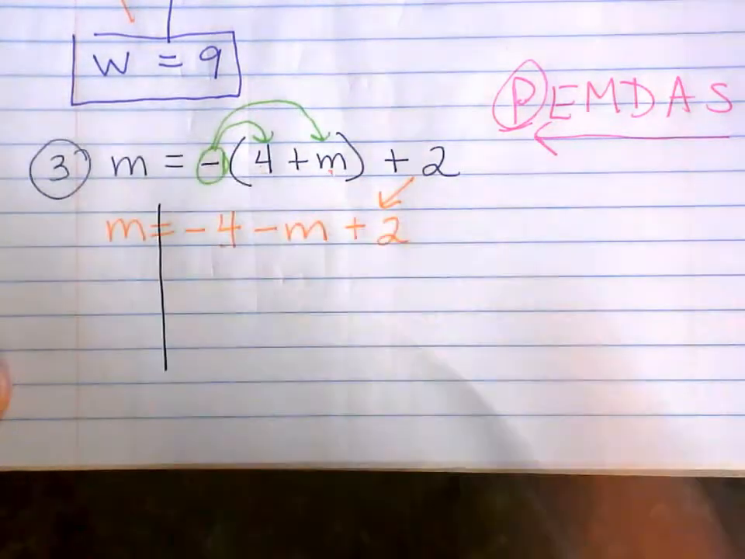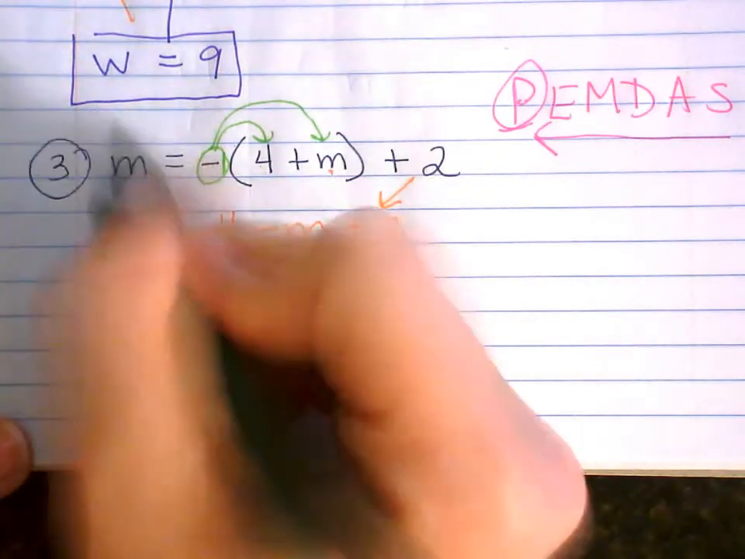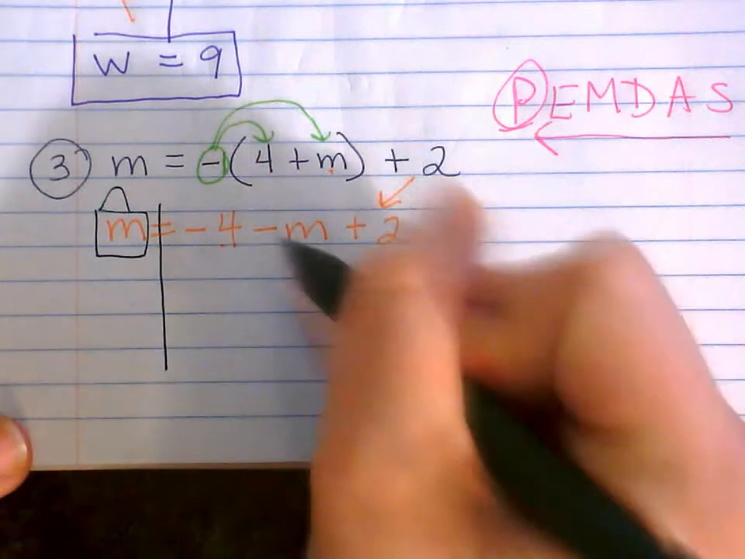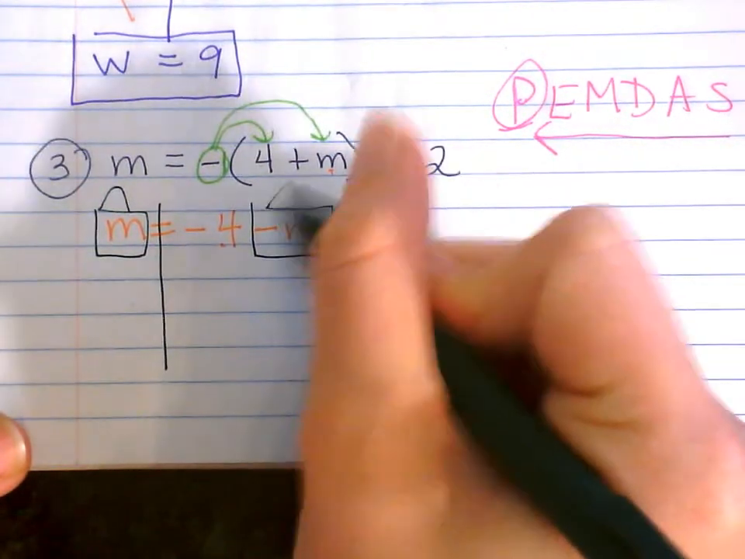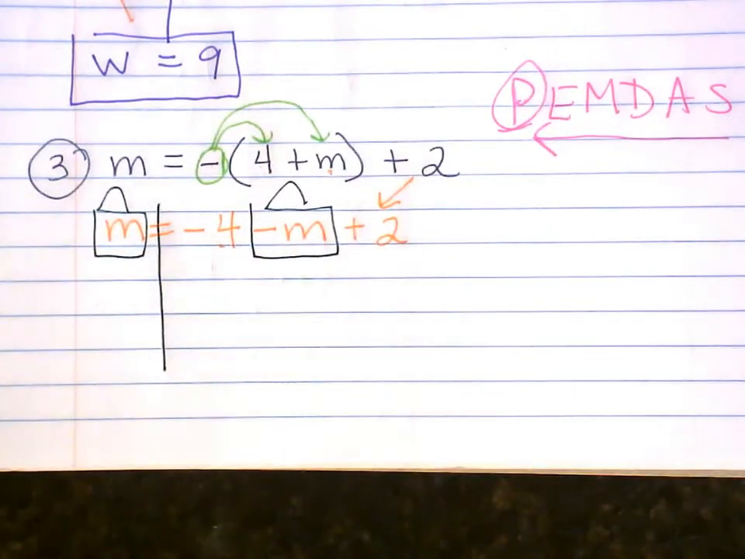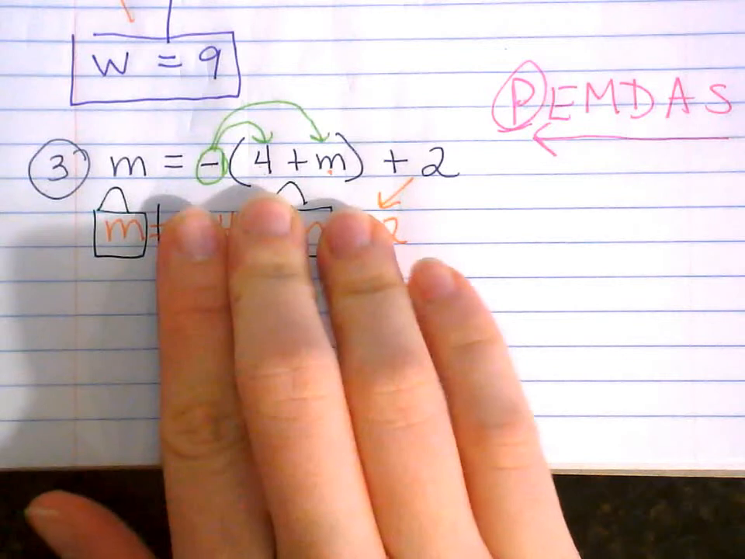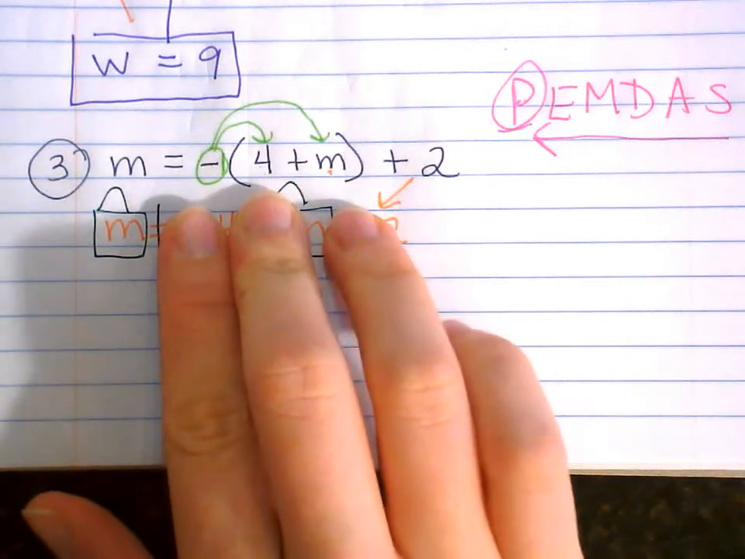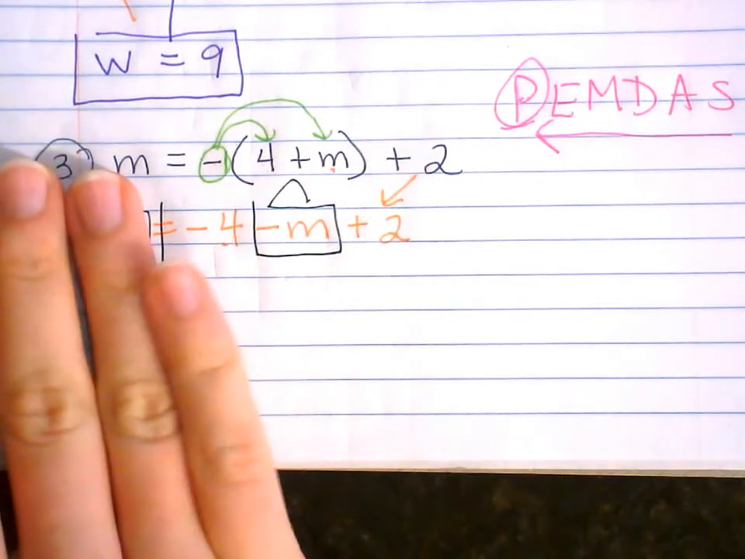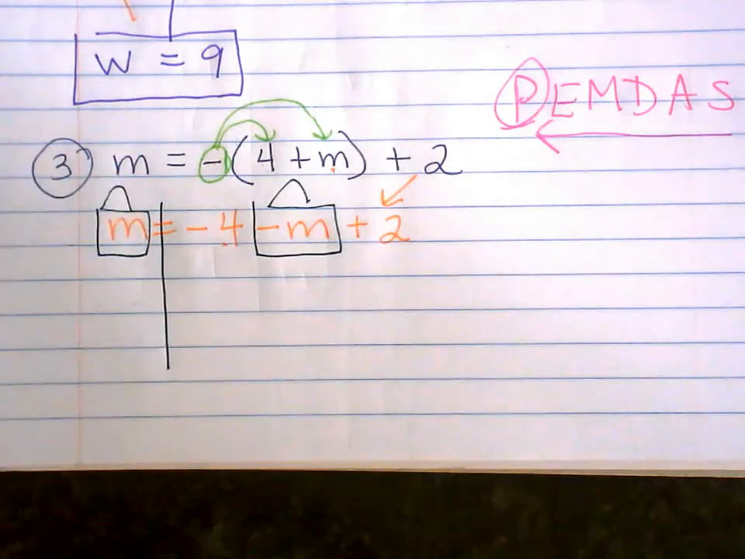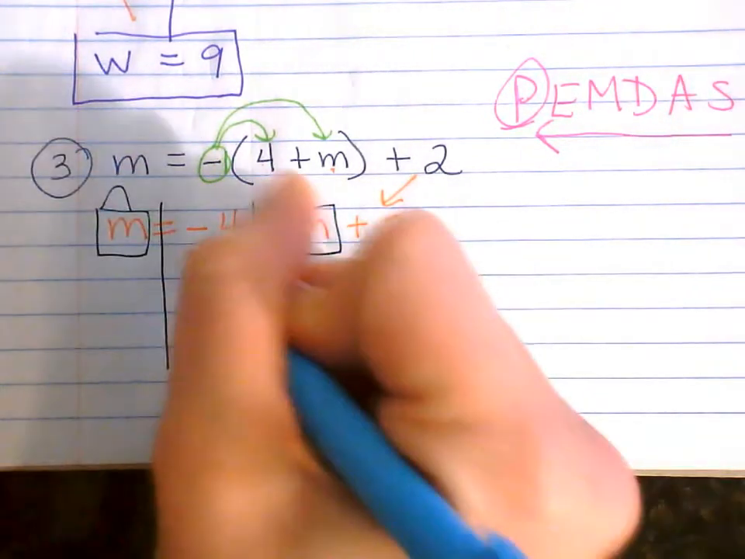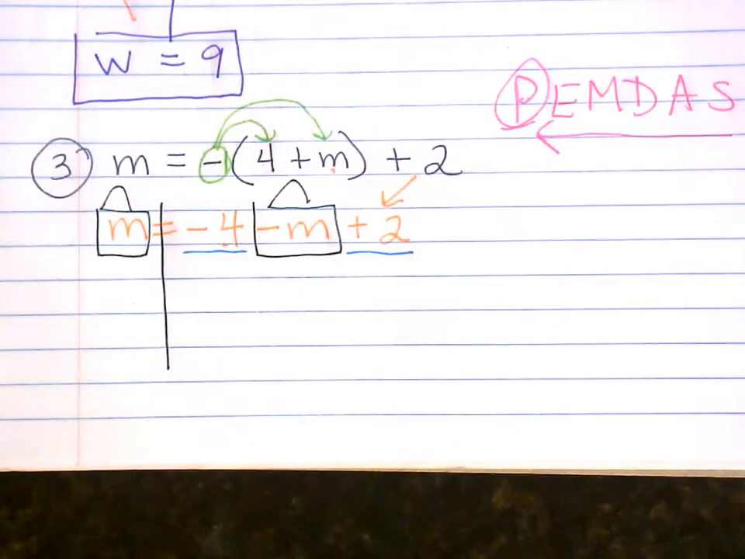Now, you look on both sides. Do we have a variable on both sides? Yes. Guys, box that negative sign with it. Do not forget that's a negative m. A subtraction sign is exactly the same as negative. Look on the left side. Is there anything we have to combine? No. Look on the right side. Can we combine anything? Yes, we can combine that negative 4 and that positive 2.